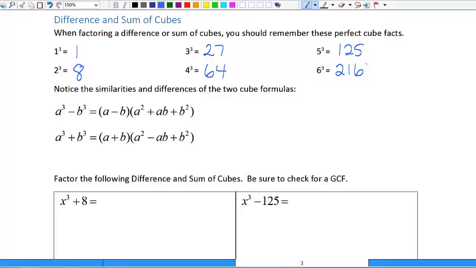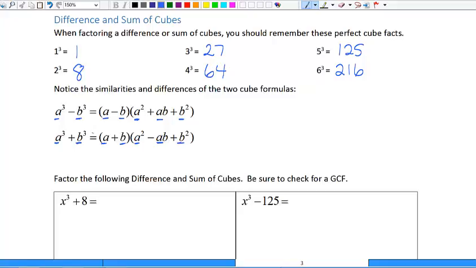Now I rewrote your formula so you didn't have to keep flipping back to the page before. So we have a cubed minus b cubed and a cubed plus b cubed, and we have their factorizations. Now I want you to notice how similar they are. We have a and b here, and a and b here. A squared, ab, and b squared. Notice every single term is exactly the same. Even in the original polynomial, a cubed and b cubed is the same.